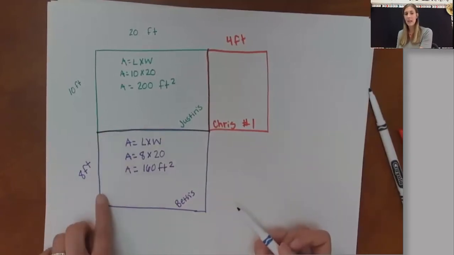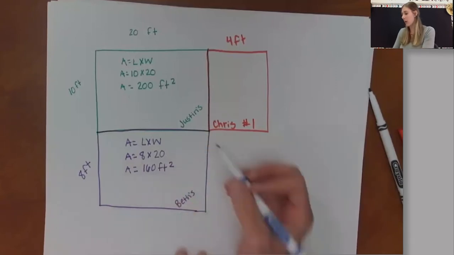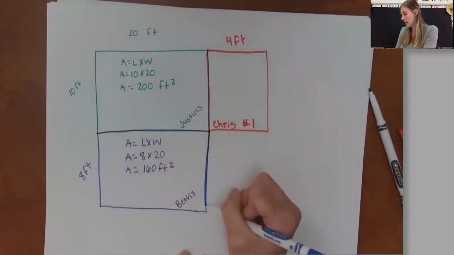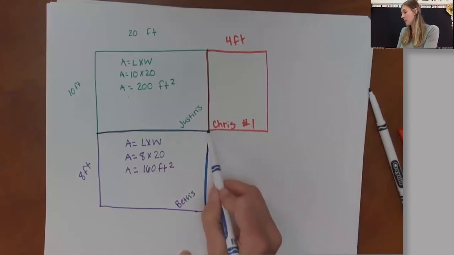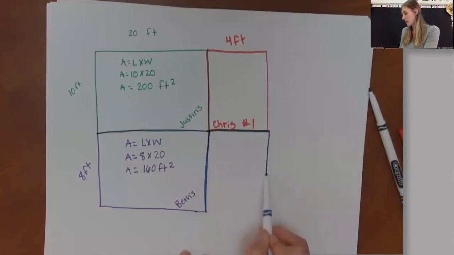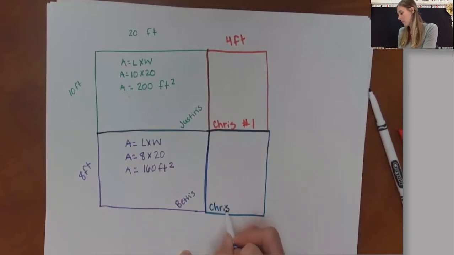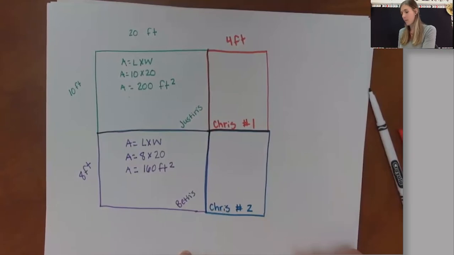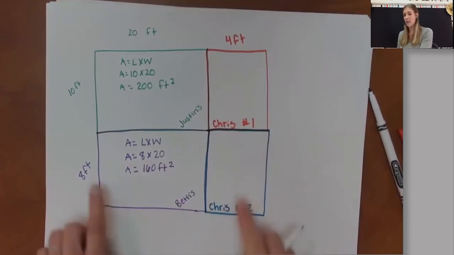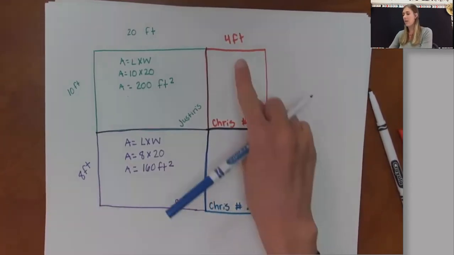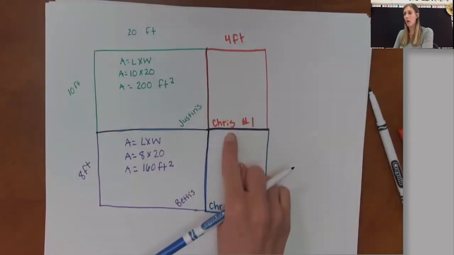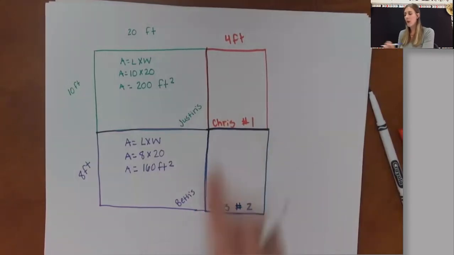Well, we can see that this already has a length of 8 feet, so we can join up with Beth's right here and join up with Chris's width of 4 feet here. Again, we don't have to label the 8 feet and the 4 feet because if this part's 8, we know this part's 8. If this part's 4, we know this part's 4. So now we can go through and find the area of each of Chris's parts.